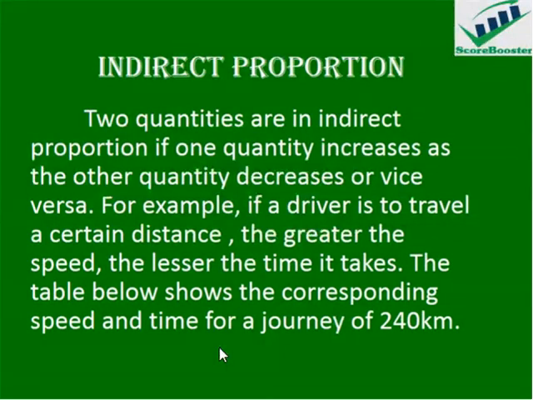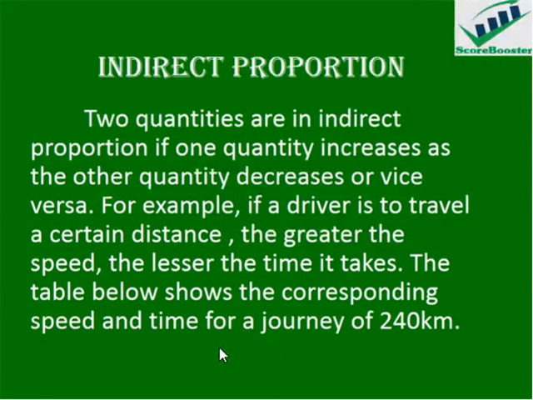And a perfect example of this is the speed and time of a particular car. If a car has a greater speed, it's going to take the car a lesser time to get to where it's going. But if a car has a lesser speed, it's going to take a greater time to get to where it's going. So that's what indirect proportion is all about.